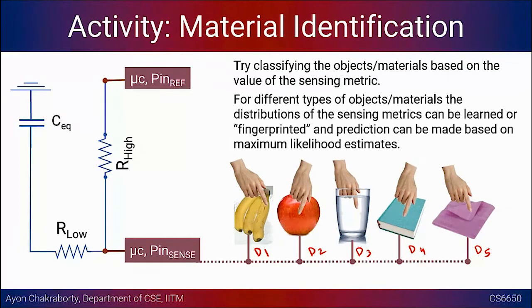Let us say you get a new sample and you try to see, out of D1 through D5, which one has the maximum likelihood for that particular sample. Then you can conclude, using this simple algorithm, what kind of material was actually brought in, and how the electrode was touched, through what kind of object. This is an interesting thing. Even if you try it out with two different objects, you can see this in action.